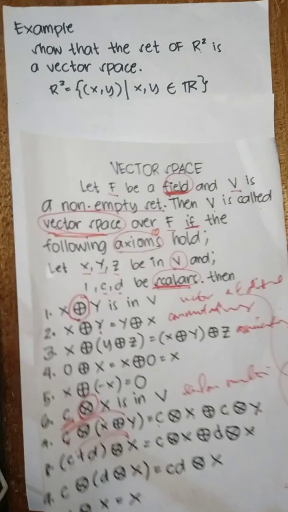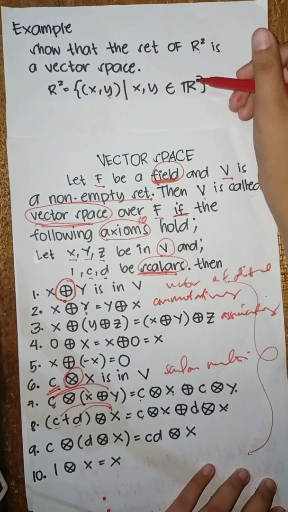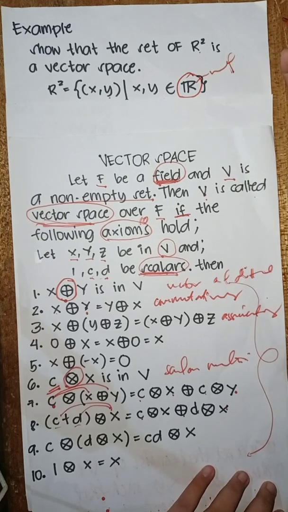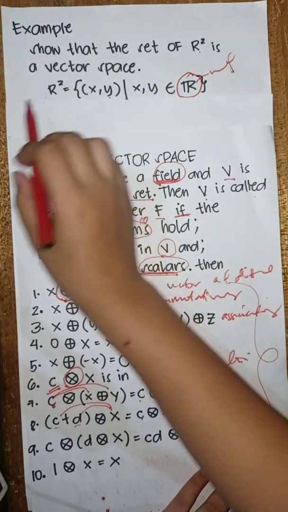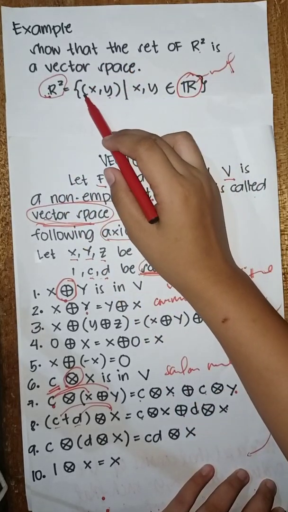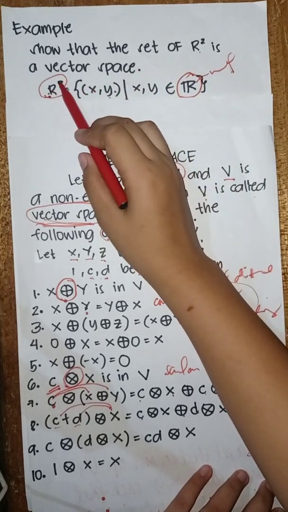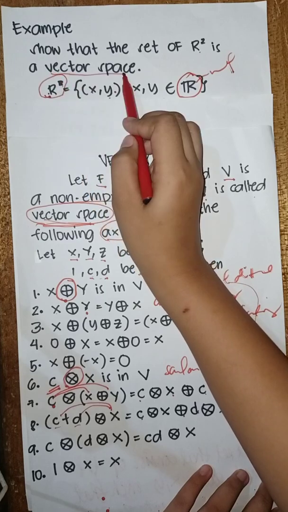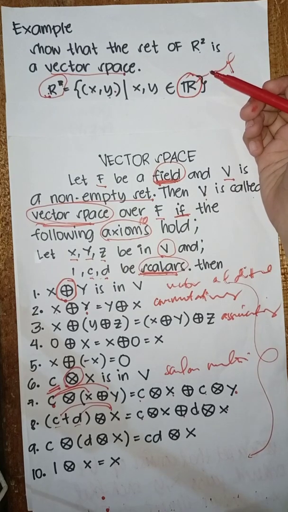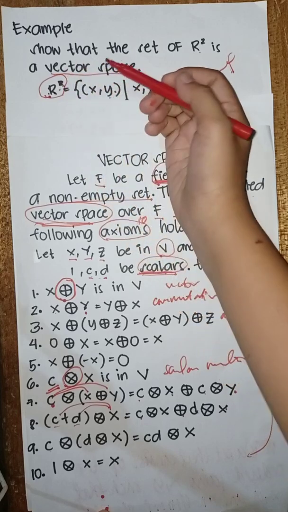Let me show you again the definition we had earlier. So, in this example, F or the field here is the R or the real numbers. V or the non-empty set is the R squared, which consists of ordered pairs in the form of X and Y. So, R squared will be considered as vector space if and only if it will satisfy the 10 axioms. So, let's start to find out if R squared is really a vector space or not.